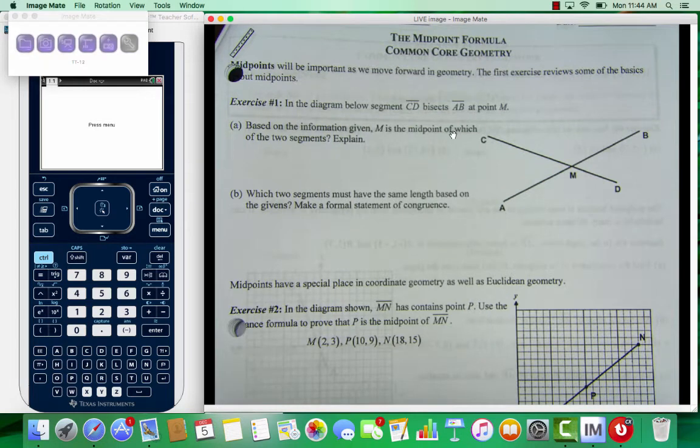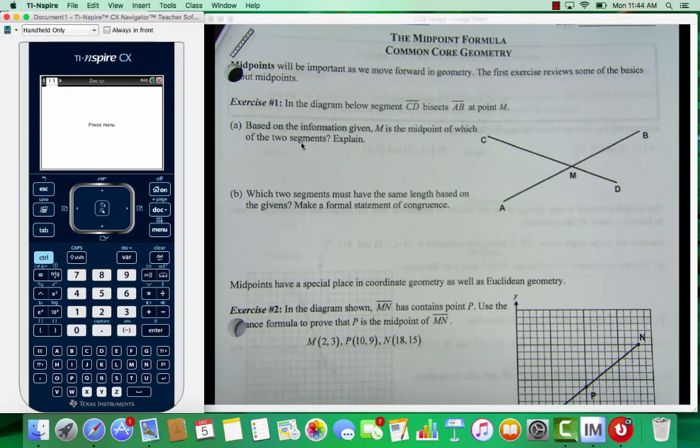For our eighth lesson, what we're going to do is take a look at the midpoint formula. And the midpoint is going to be pretty important as we move forward in geometry. And so we're just going to go back a little bit and review what we should already know.